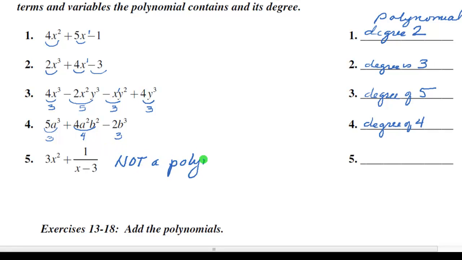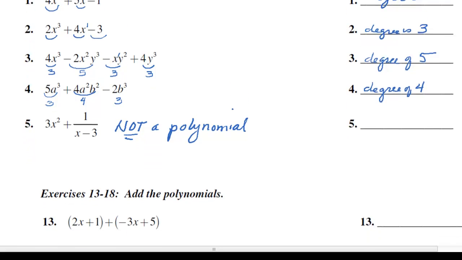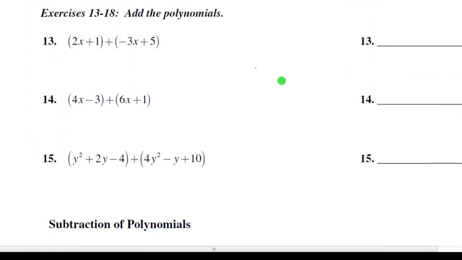And so we don't talk about degrees when they're not polynomials. So not a polynomial. Okay, let's look at the next section. Here we're going to add the polynomials, which means we're going to add the like terms. So we have 2x plus 1, and we're going to add that to negative 3x plus 5. And so the like terms are the 2x and the negative 3x, and the 1 and the 5.